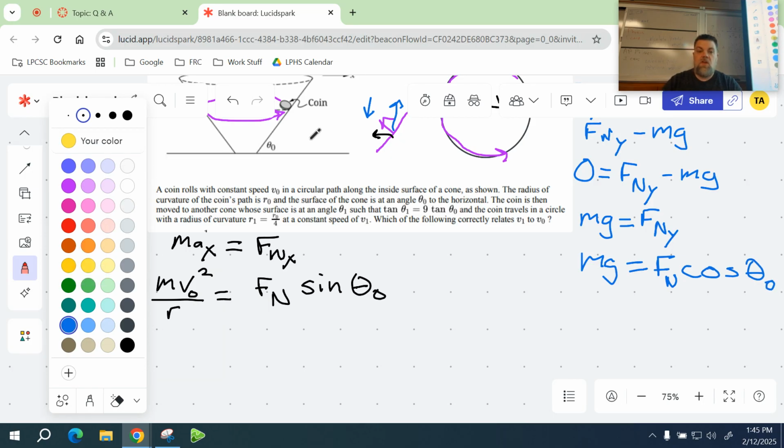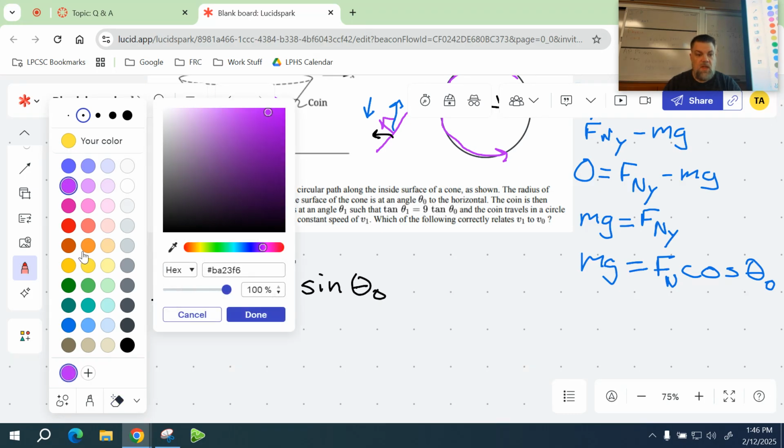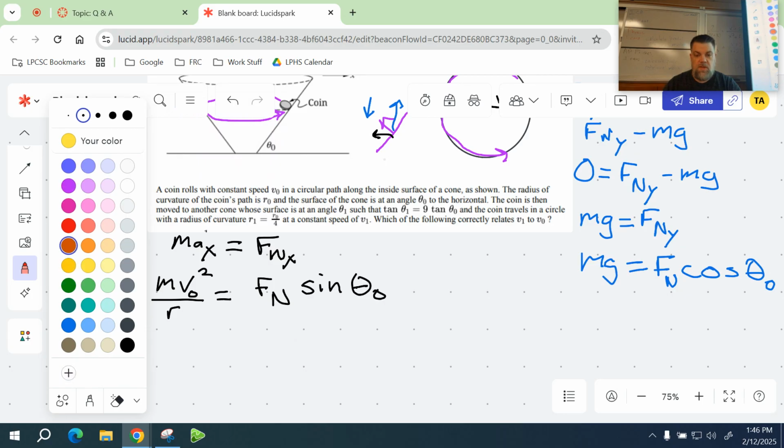So back to the picture. Up here, if you think about the radius of the circle, let me change the color so it doesn't confuse you guys. We'll do orange. So I have the cone that's like this. It's on this surface. Right here, I have the angle theta. Then I have a radius here. The coin is here. Well, guess what that angle is?